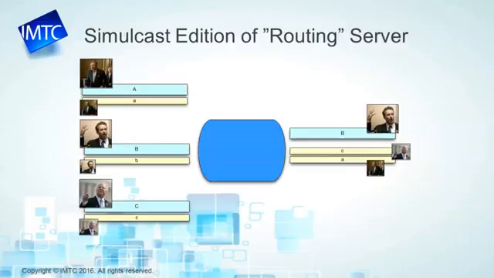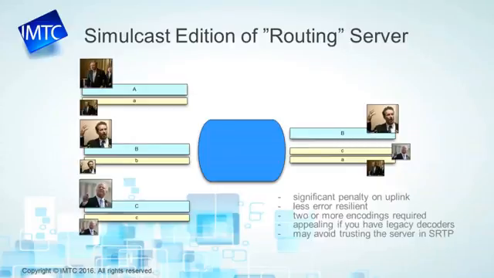It's more expensive on the uplink, because you spend more bits. It's lesser resilience, and you do two encodings. On the other hand, it's appealing if you have legacy decoders because all the streams, all the layers, are individually decodable. And it may also avoid trusting the server, so if you want to do end-to-end encryption. Go to the next slide.